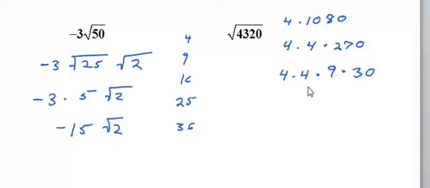Okay, so the largest perfect square that divides into this number then is going to be the product of these perfect squares. So we have 16 times 9, which is 144, times 30. Here's the largest perfect square that goes into 4,320.